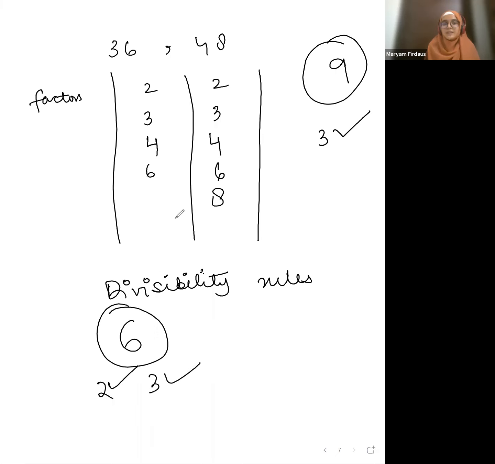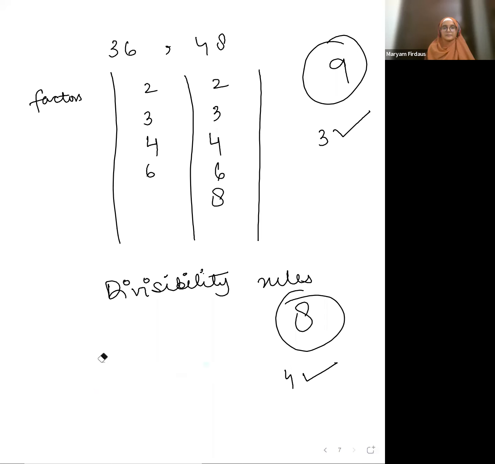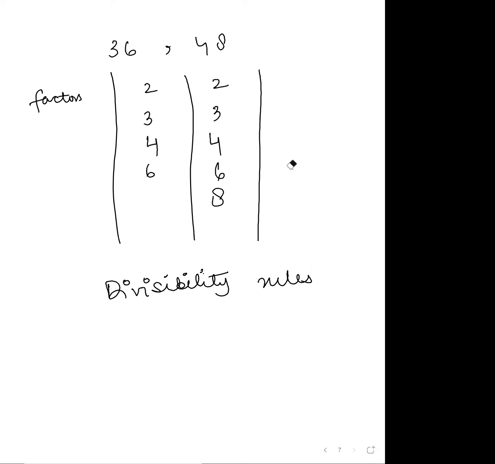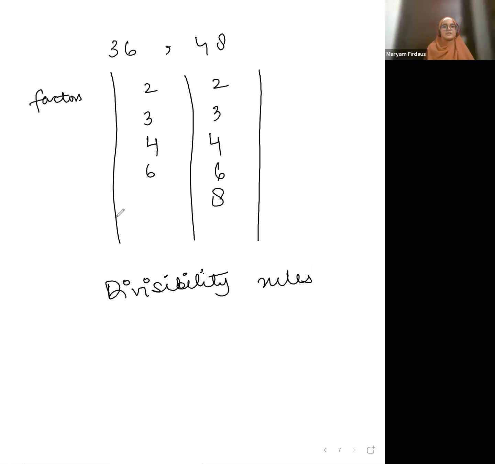It will be divisible by 2 also and by 3 also. You cannot say the other way around, that if a number is divisible by the smaller number, then it will be divisible by the bigger number. If it is divisible by the bigger number, then it will be divisible by all of its factors. So if a number is divisible by 8, then definitely it will be divisible by 4. But you cannot say that if a number is divisible by 4, then it will be divisible by 8. Are you understanding? Hiba? Yes, I understood.